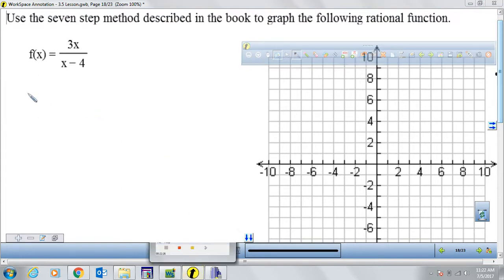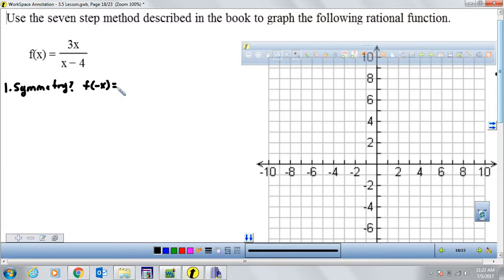So, number 1, we need to find out if this function has either y-axis symmetry or origin symmetry or none. In order for us to determine the symmetry, we need to replace every x with a negative x. That's what we need to do here. So that would be 3 times x, which is going to change to a negative x, over x, which is going to change to a negative x minus 4. So that 3 times negative x is negative 3x over negative x minus 4.